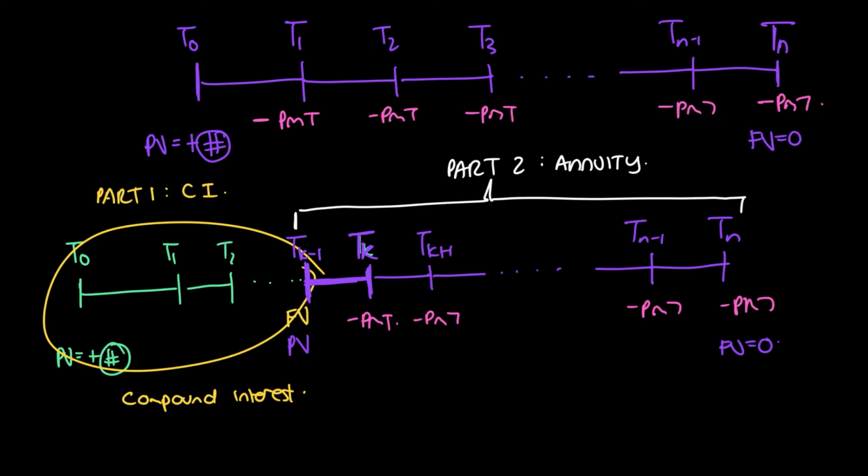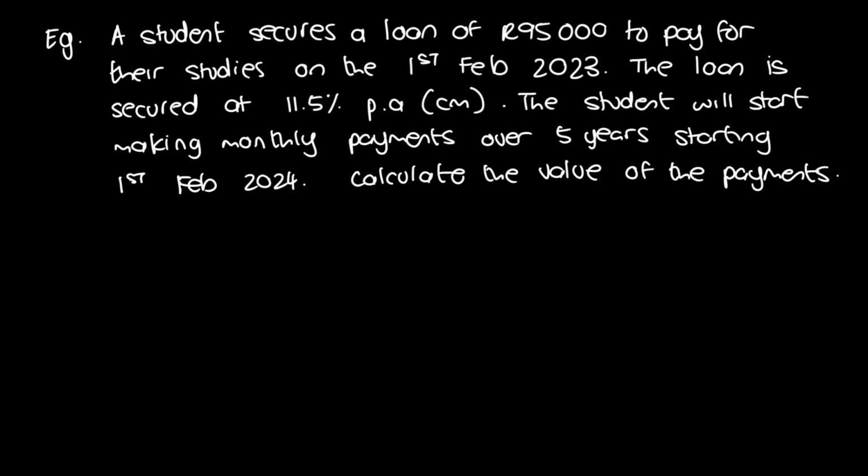So let's jump straight into some examples, because I recognize that not everyone is going to see it straight away in this diagram. Here we have an example: a student secures a loan of $95,000 to pay for their studies on the 1st of February 2023. The loan is secured at 11.5% per annum compounded monthly. The student will start making monthly payments over 5 years starting on the 1st of February 2024. Calculate the value of the payments.